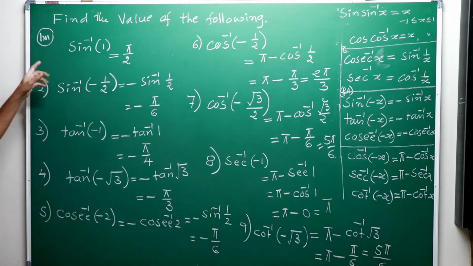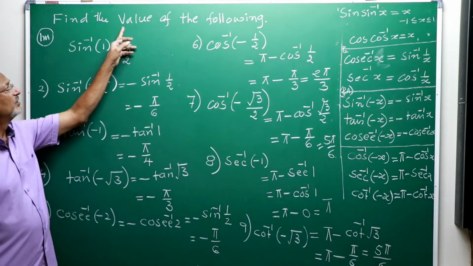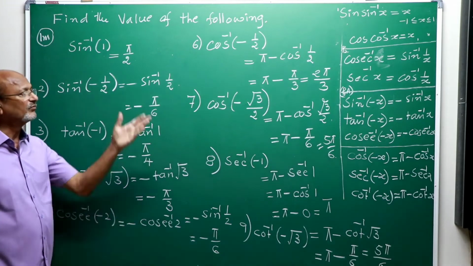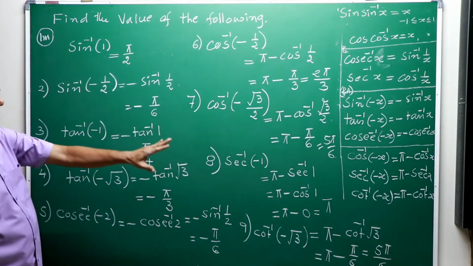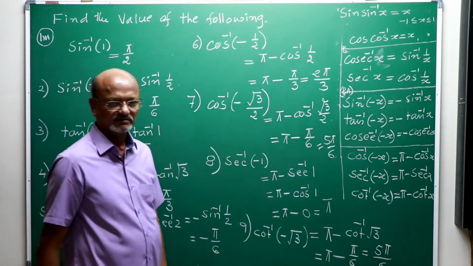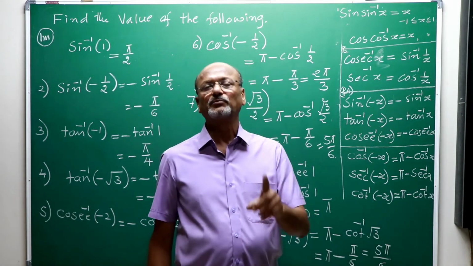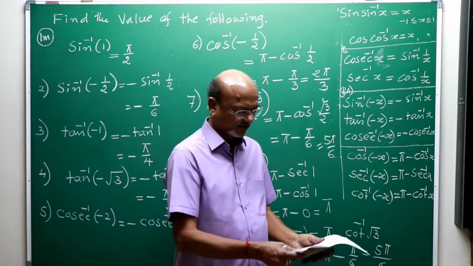My friends, once again, all these are important under 1 mark: find the value, otherwise the principal value of the following inverse trigonometric functions. Yes, my friends, I explained everything. This is another set of examples, important under 1 mark, very simple examples. Next I do another type.